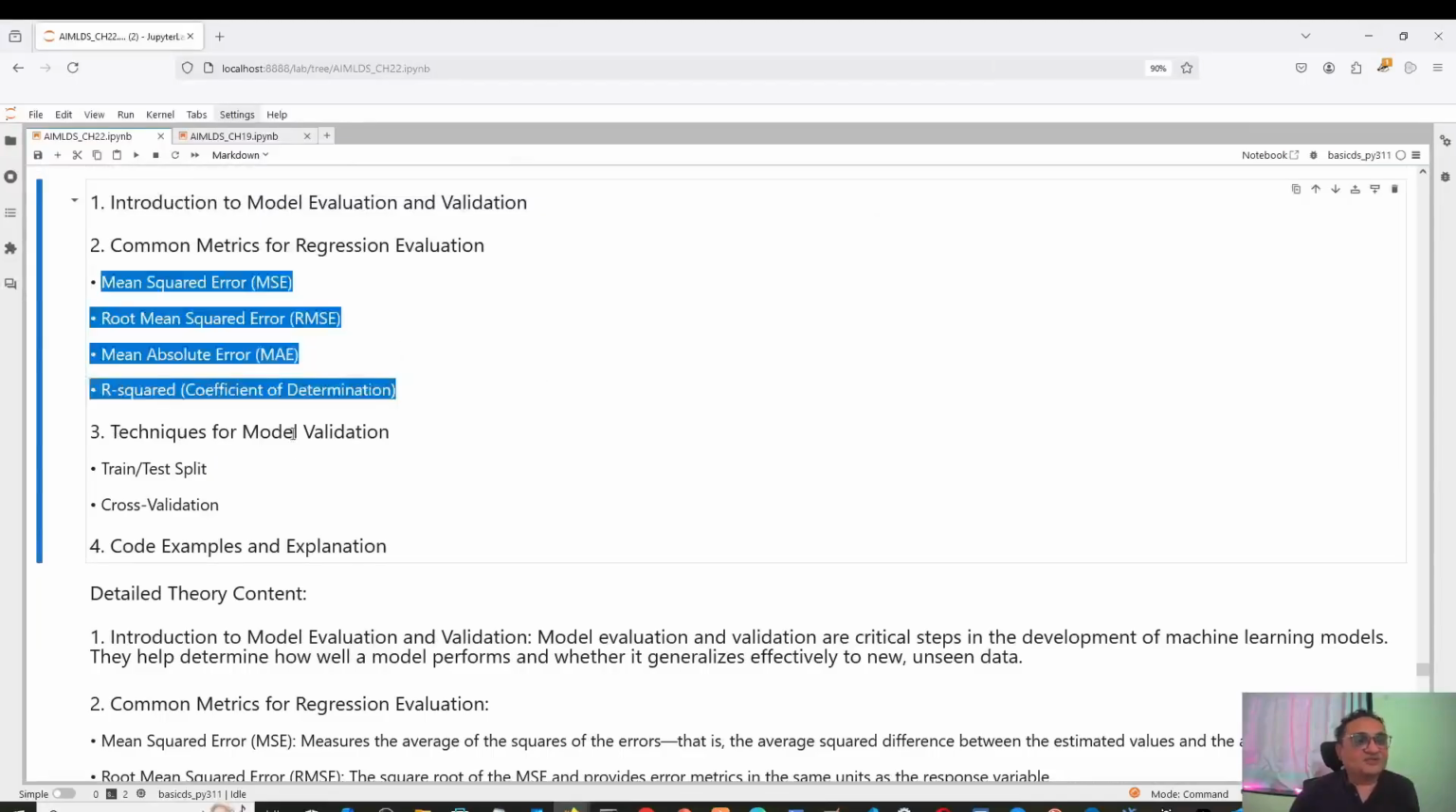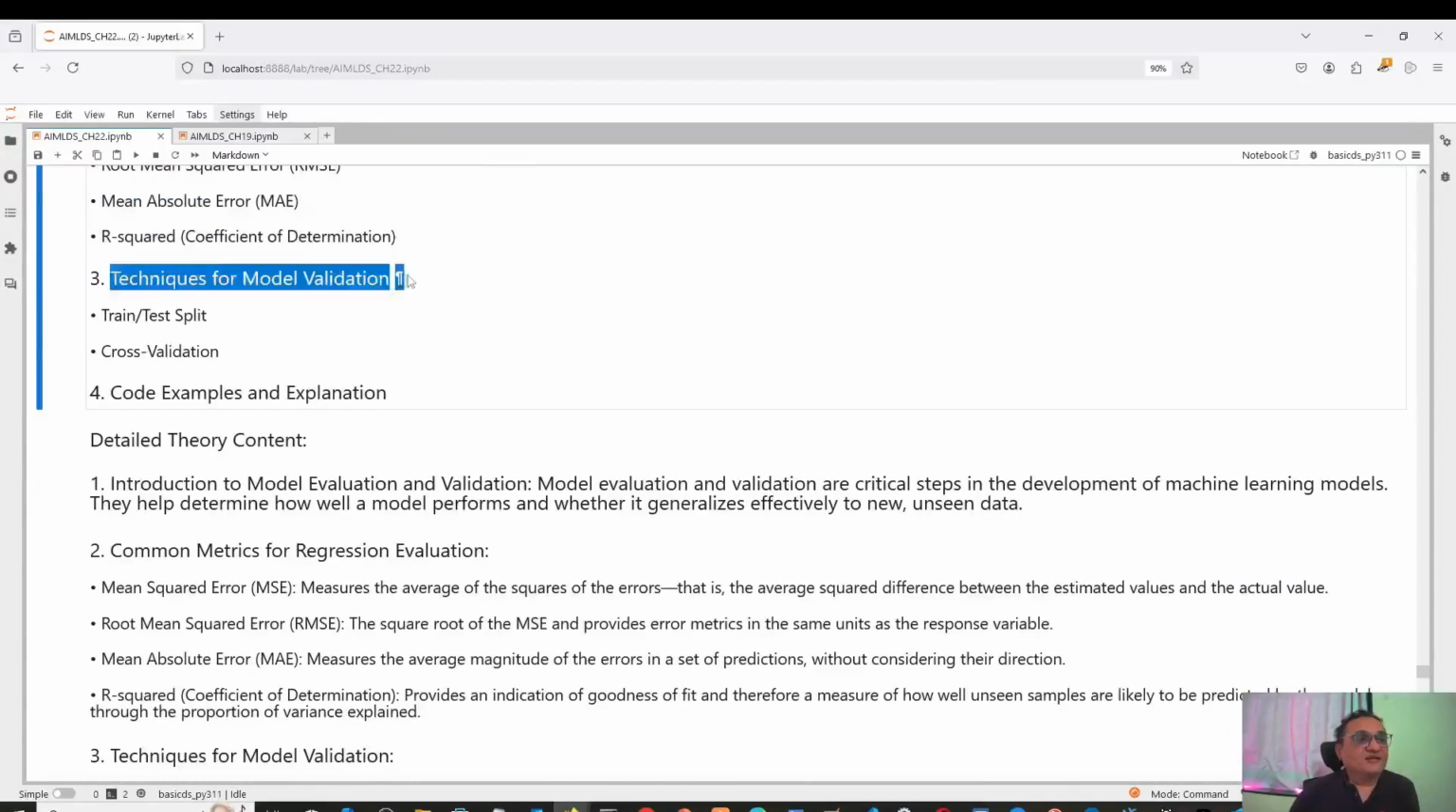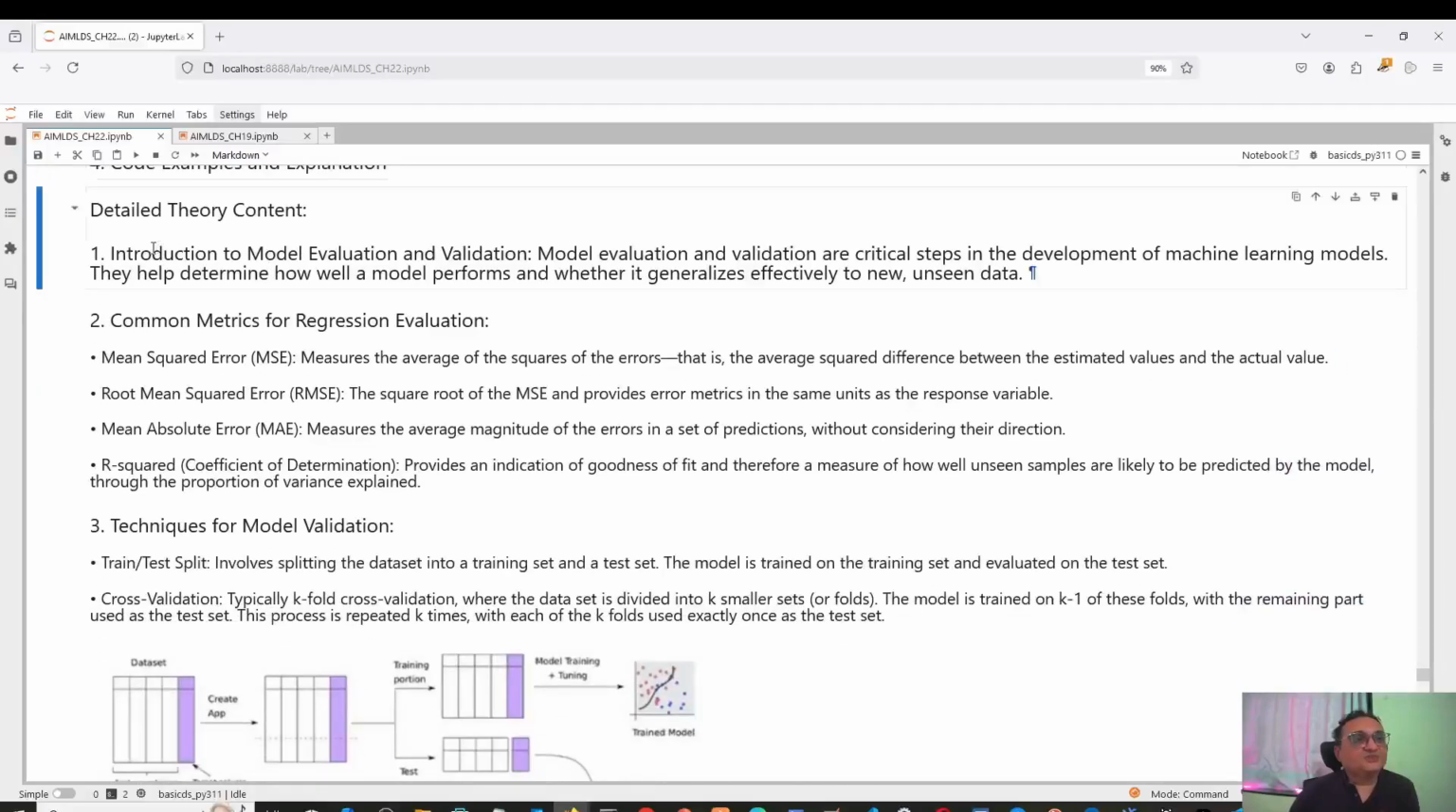Then what is the process? How to do this? For that, techniques for model validation: train test split, cross validation, and then some code examples for this model validation. So the first part is an introduction to model evaluation and validation.